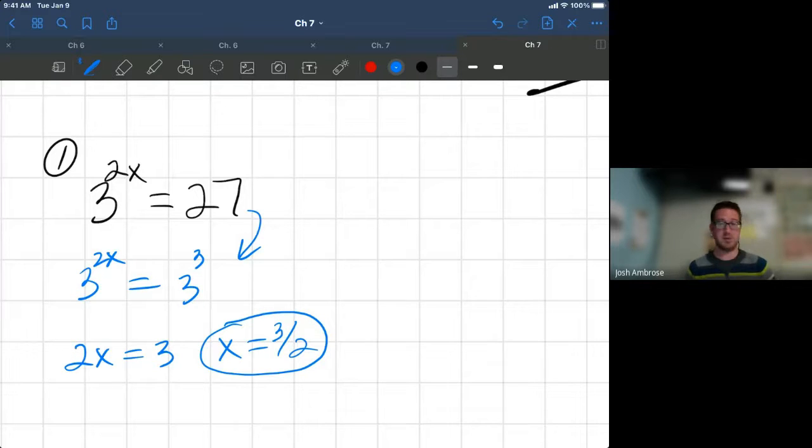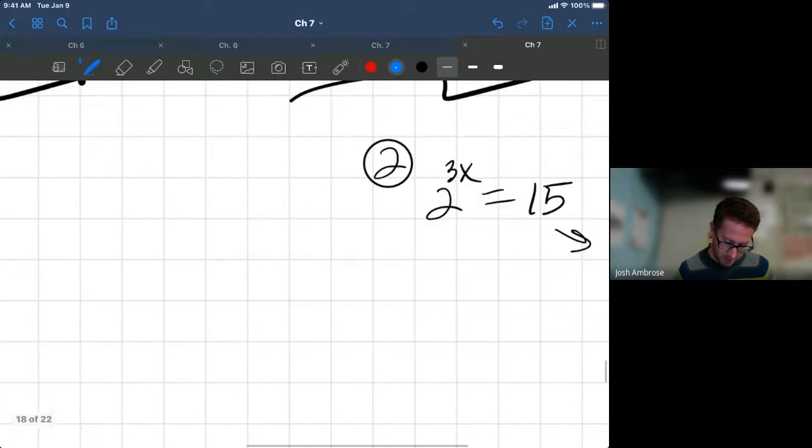And that is how you solve the first problem right there. Create the same base number, make the exponents equal to one another, solve the new little equation that the exponents made, move on. All right, number 2.